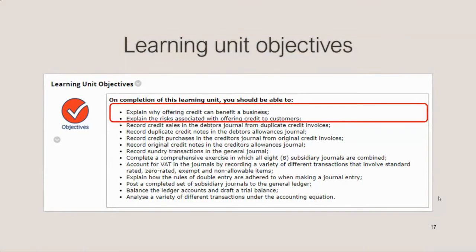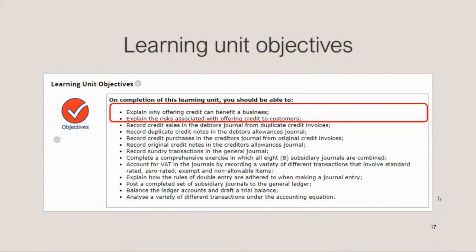And then record sundry transactions in your general journal. Okay, so that is those transactions that isn't really cash, isn't really credit. Where do I put them? I put them in the general journal. And then you need to be able to complete a comprehensive exercise where you record all 8 sundry journals. So normally a question would cover all the journals and not only one specific one. So you need to be able to do that and then account for the VAT in these journals.